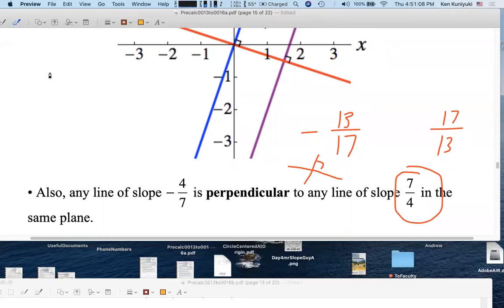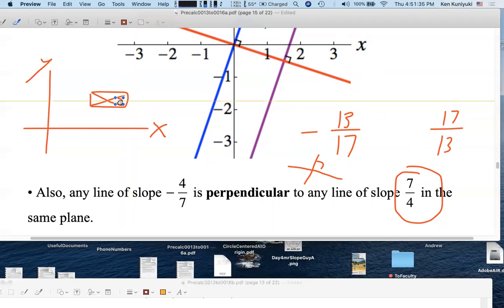Oh, by the way, this is a square, and the diagonals are perpendicular. Huh? How's that possible? That's a square, and the diagonals are perpendicular. It's true that the diagonals of a square are perpendicular. These are perpendicular. How's that possible?